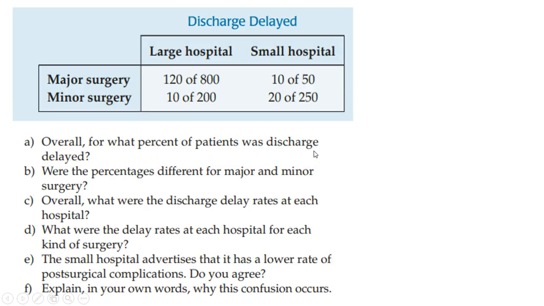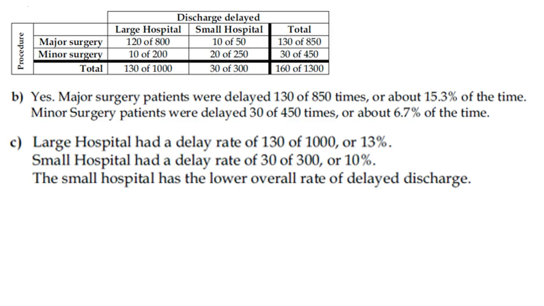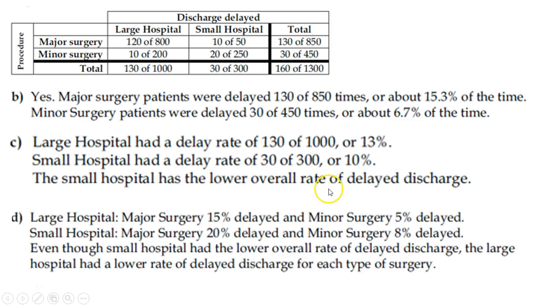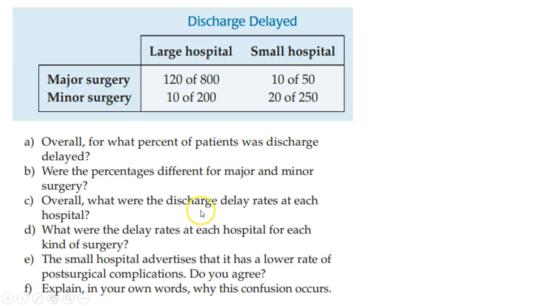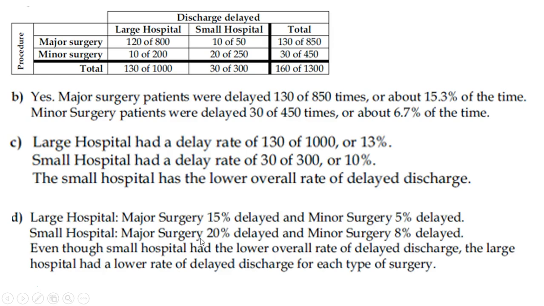And then part C says, overall, what were the discharge delay rates at each hospital? So we want to know them at each hospital now, right? Well, each hospital, right, down there is 130 out of 1,000. So the large hospital, about 13% of people are delayed versus the 10% here. The small hospital has the lower overall rate of delayed discharge. D, what were the delay rates at each hospital for each kind of surgery? So they want to know each specific kind of surgery, right?